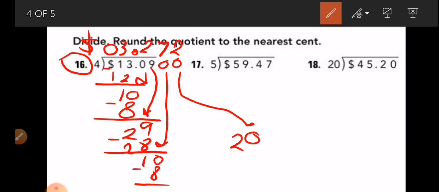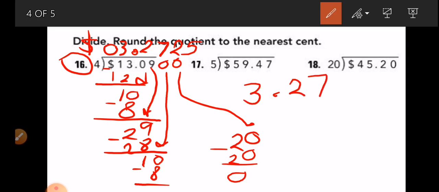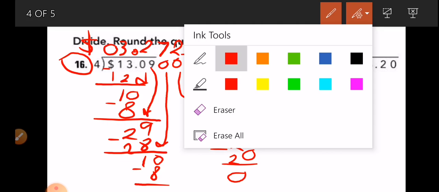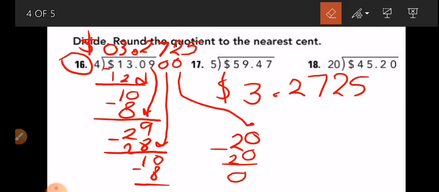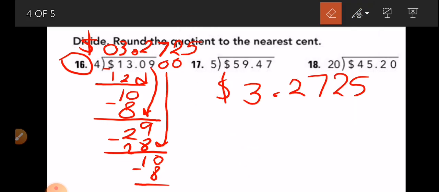Now 20 divided by 4 is, yes, 5. 5 times 4 is 20. Subtract, 0. So my answer is 3.2725. Don't forget, it's what? Dollars. Okay, this is the first step to divide. The second step, they told you round the answer or the quotient to the nearest cent, to the nearest hundredth place. Let me show you how we will round, but after I erase this to have a space.